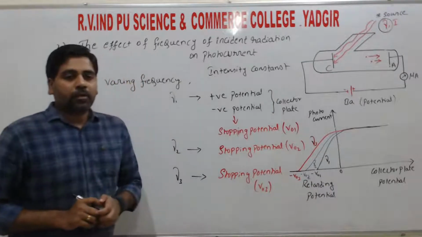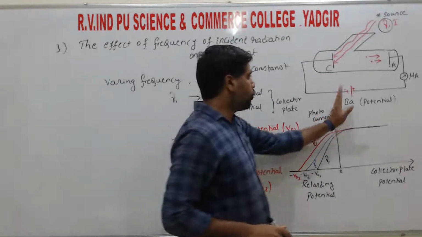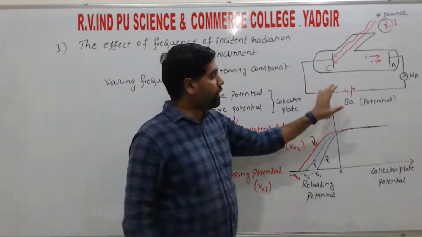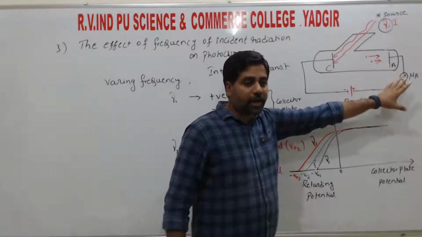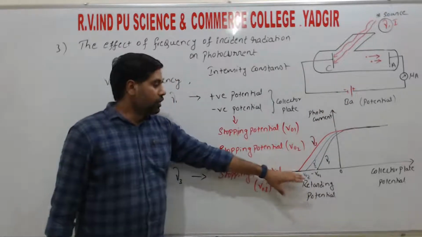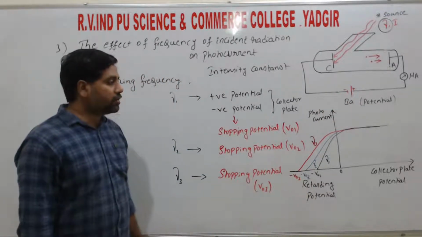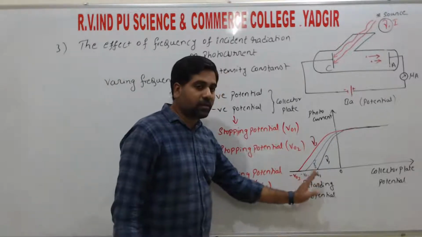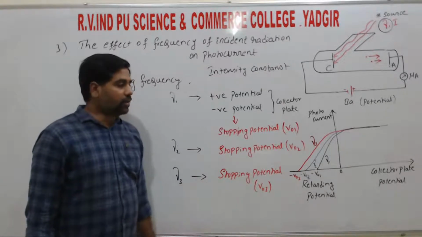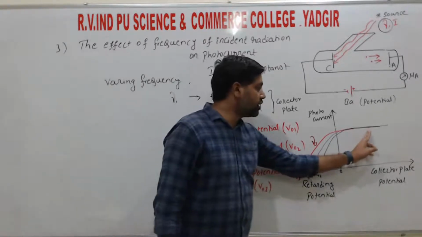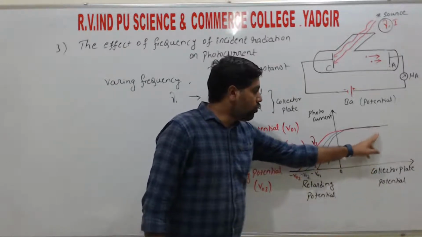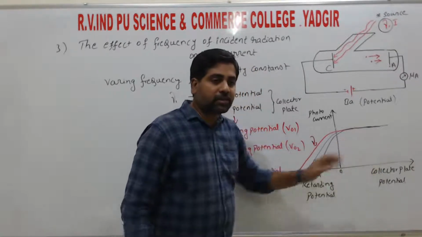Like this, as we vary the potential difference, we observe the photocurrent. When we apply the positive potential, we get the maximum current. When we apply the negative potential, the photocurrent is zero. As we increase the frequencies, the stopping potential also goes on increasing. If you observe here, the saturation current for all the frequencies nu1, nu2, nu3 remains constant.